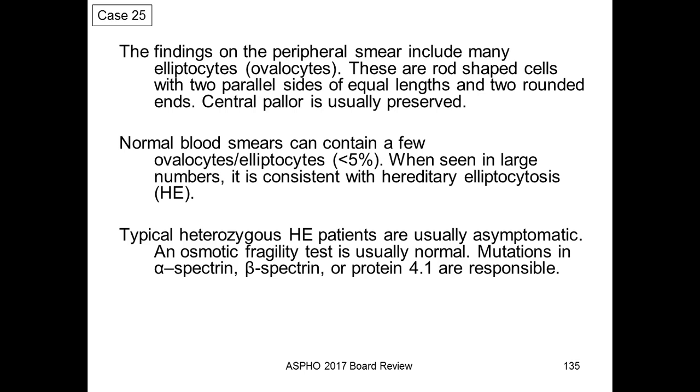So normal blood smears contain a few ovalocytes or elliptocytes, but usually less than 5%. And when you see them in large numbers, it's consistent with hereditary elliptocytosis. And typically, heterozygous HE patients are usually asymptomatic. And osmotic fragility test is usually normal. And again, this is caused by mutations in alpha spectrin, beta spectrin, or protein 4.1.